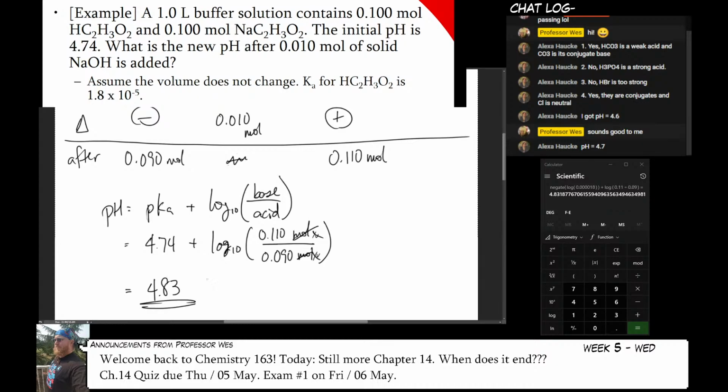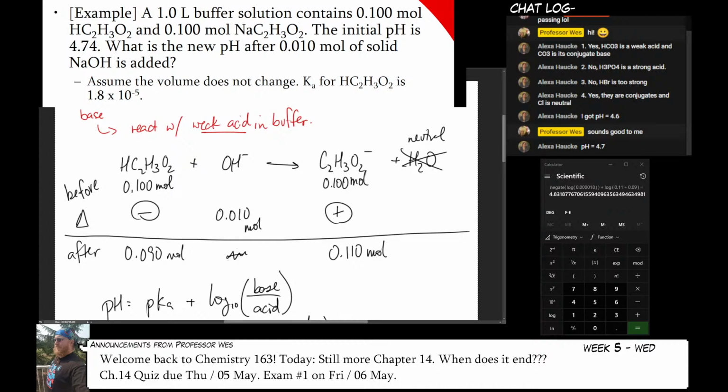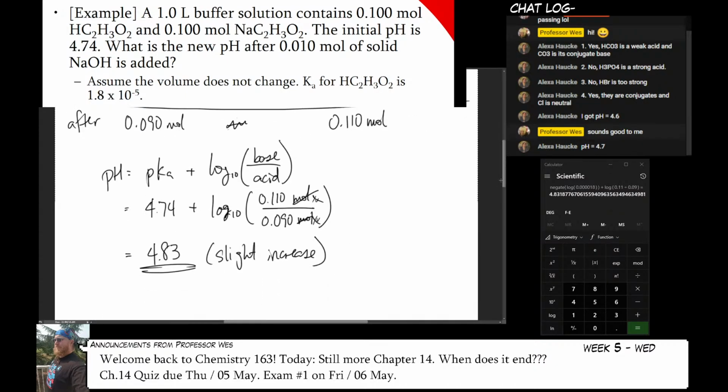All right. The pH slightly went up. And that makes sense because what did we add to it? Well, we added hydroxide, right? So if I added a base, the pH should increase. And it totally did.